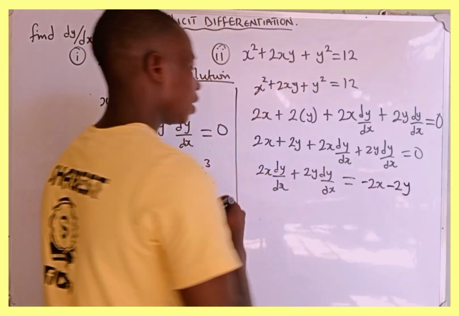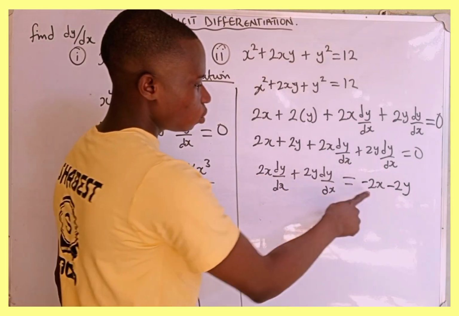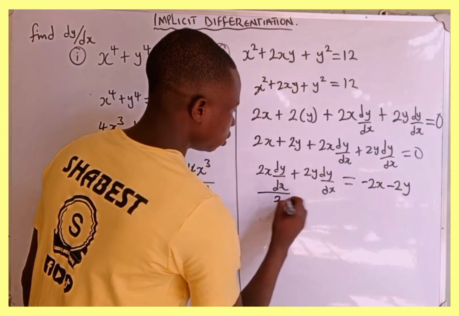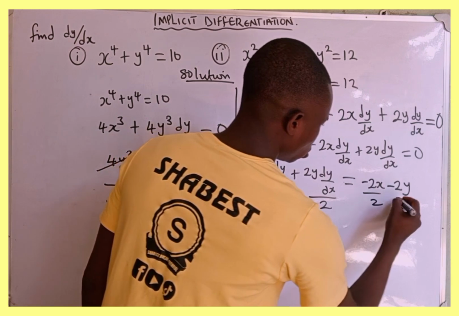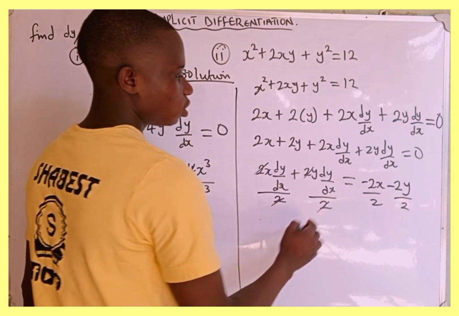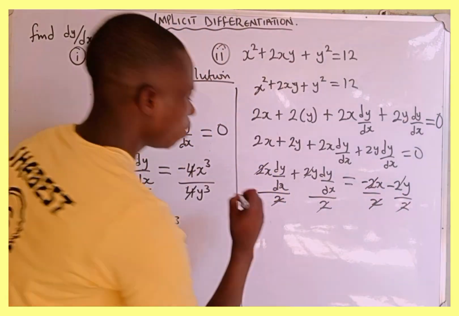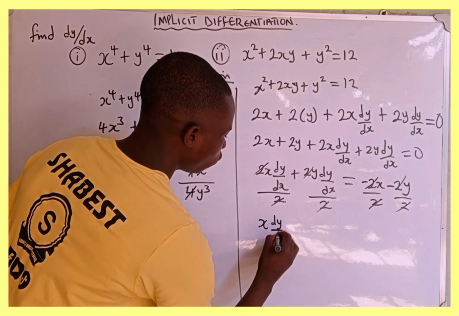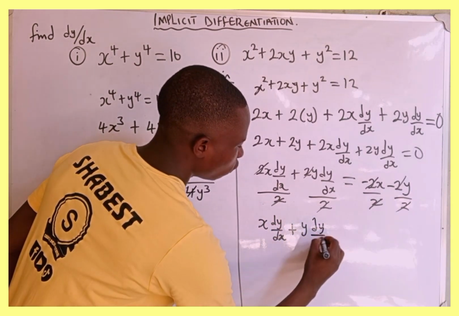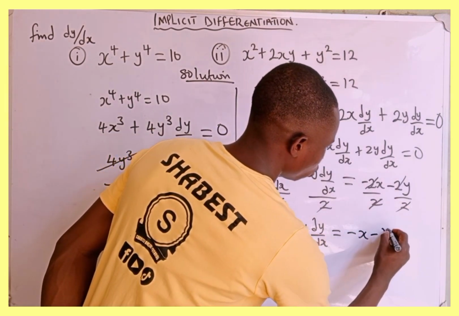Now the next thing we're going to do, remember, is look at this coefficient. We have 2, 2, 2, 2. Now we're going to divide all through by 2 in order to eliminate the 2. So this 2 is going to cancel this 2, and each of the others cancels in the same way. We are left with x dy over dx plus y dy over dx, which is equal to minus x minus y.